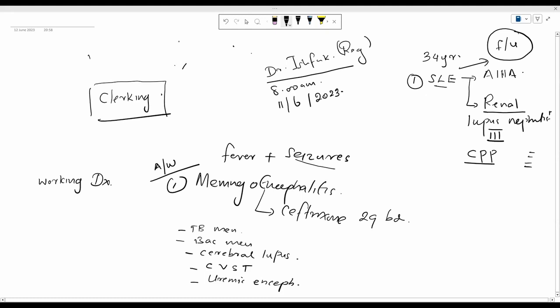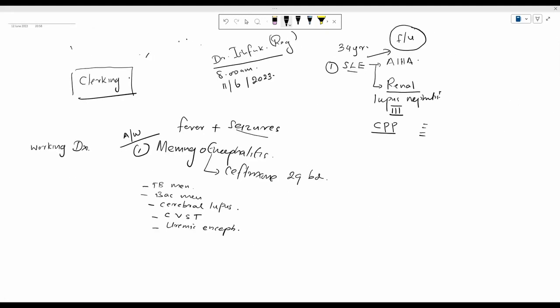All these should be thought about when a patient is coming with seizures, right? Then you have to develop what is being done so far. So an NCCT brain has been done. You can write whether it is normal or not, or preparing for MRI.